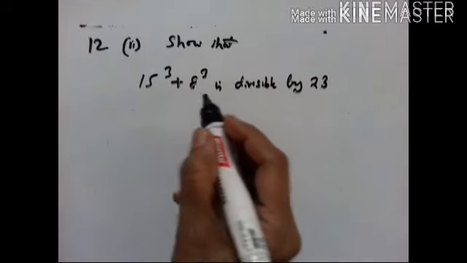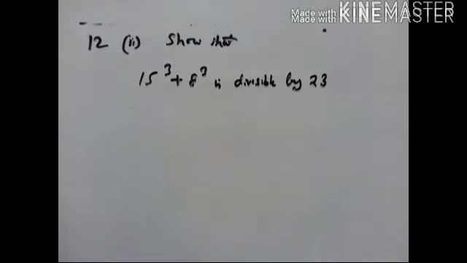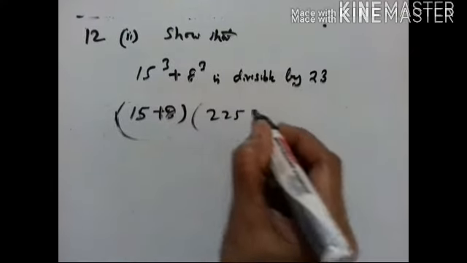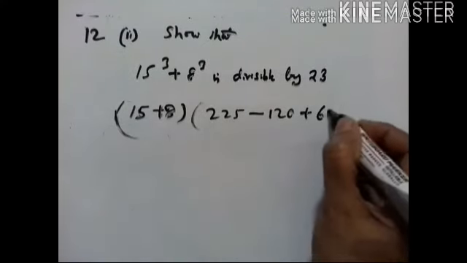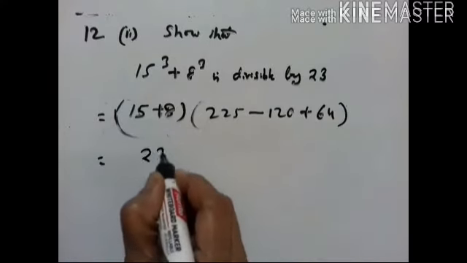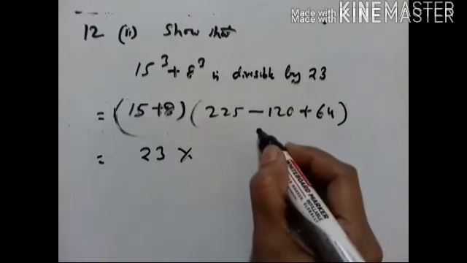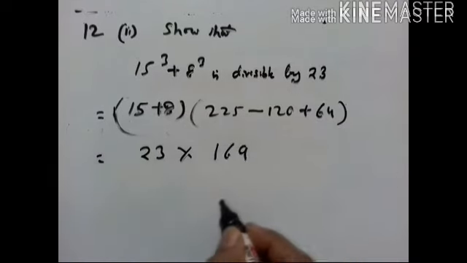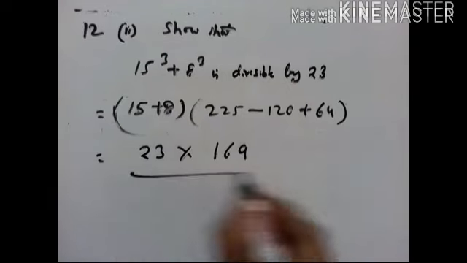Show that 15 cube plus 8 cube is divisible by 23. This is a cube plus b cube. So (a + b), (15 + 8) into a square, 225, minus ab, 15 into 8 is equal to 120, plus b square, 64. 15 plus 8 is equal to 23 into 225 minus 120 is equal to 105. 105 plus 64 is equal to 169. When we divide this by 23, 23 and 23 get cut off, 169 remains. So this is divisible by 23.